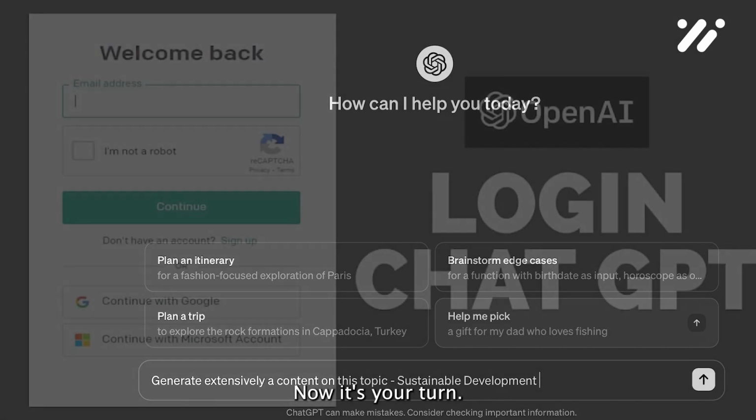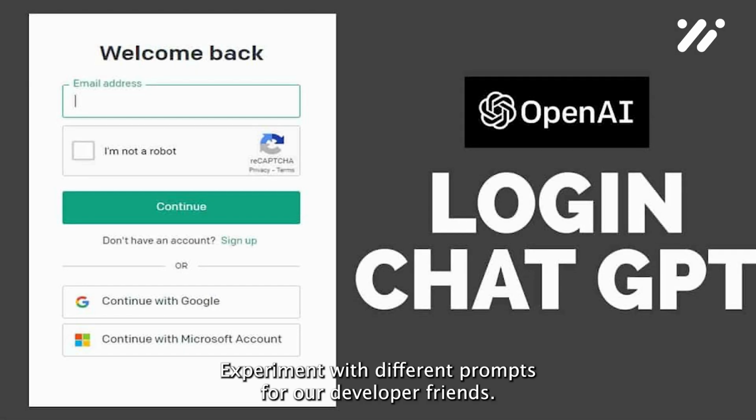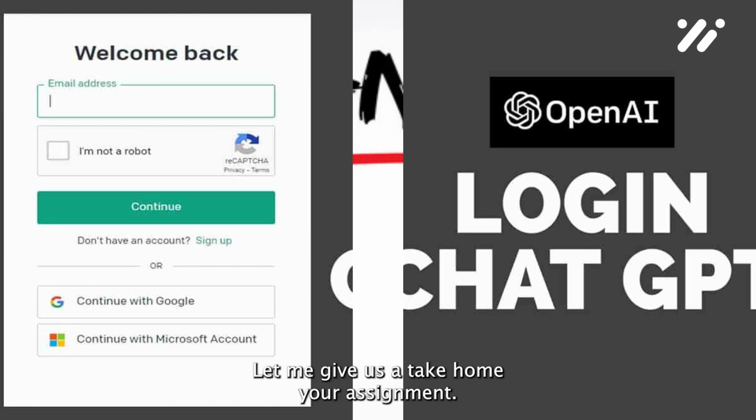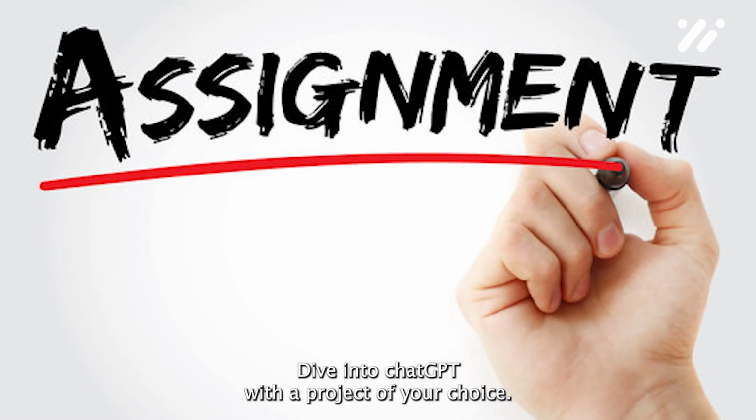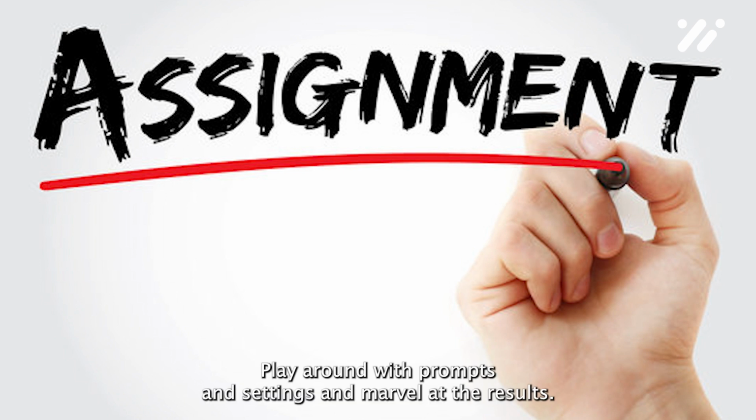Now, it's your turn. Create your account and explore ChatGPT. Experiment with different prompts. For our developer friends, try making a simple API request. The digital world is your oyster. Let me give us a take-home assignment. Dive into ChatGPT with a project of your choice. Draft an email, generate a snippet of code, or let it help you write a story. Play around with prompts and settings and marvel at the results.